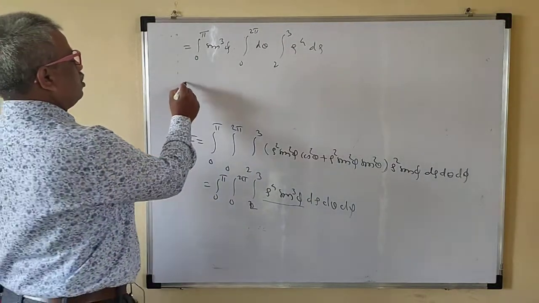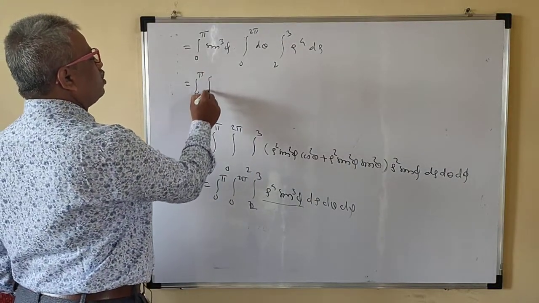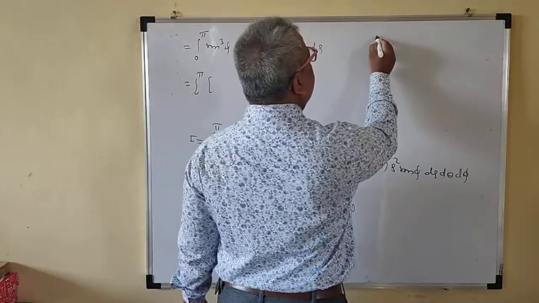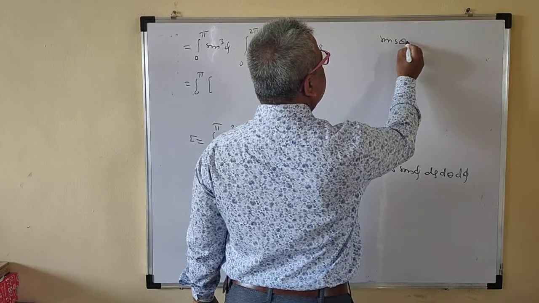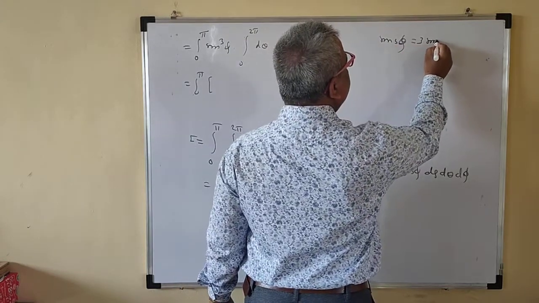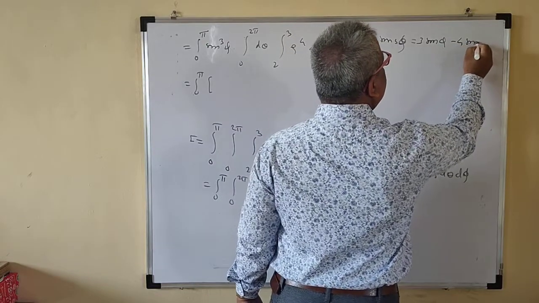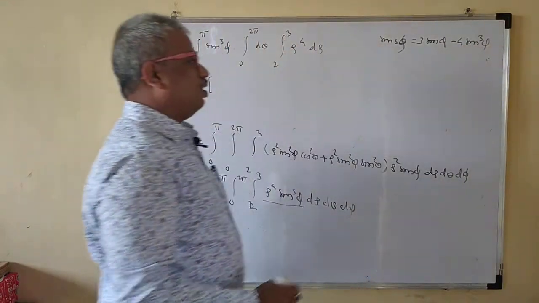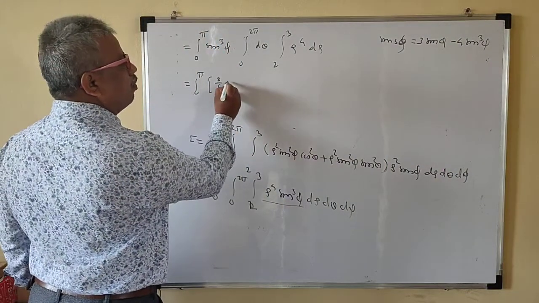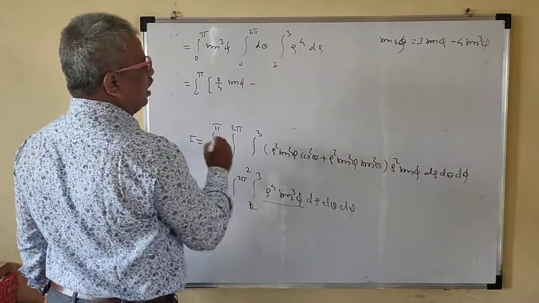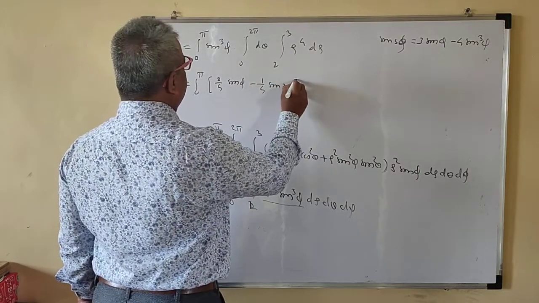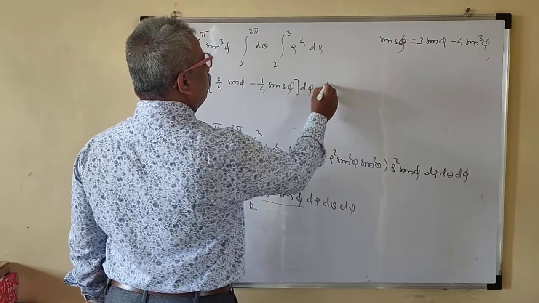Okay, so now for this we just write the formula. 4 sine cube phi: sine 3 theta is equal to, you will write in terms of sine phi, no problem. So this is 3 sine phi minus 4 sine cube phi. Right? So 4 sine cube phi is there. Then this is 3 by 4 sine phi minus 1 by 4 sine 3 phi, d phi. Now we can integrate this.